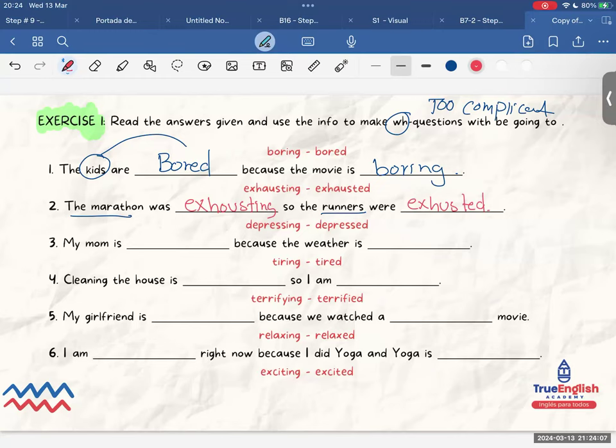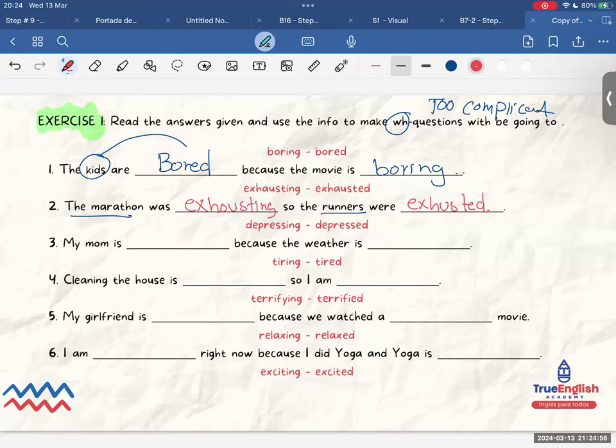The Spanish? El maratón fue exhausto. Exhaustivo, no? Maybe, right? Okay. Exhaustivo. So the runners were exhausted. Ahí podría ser porque. Acuérdate que so puedes decirlo como por esta razón, for this reason. Por esto los corredores están exhaustos. Exhaustivo, el maratón, exhaustos los hombres.